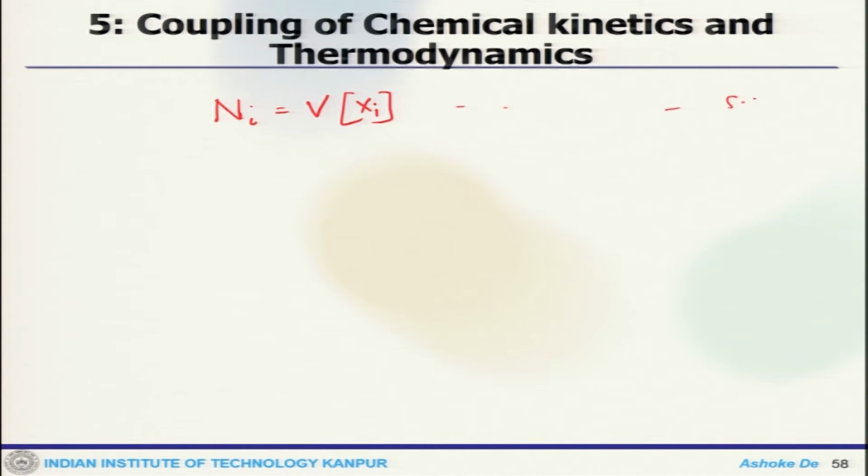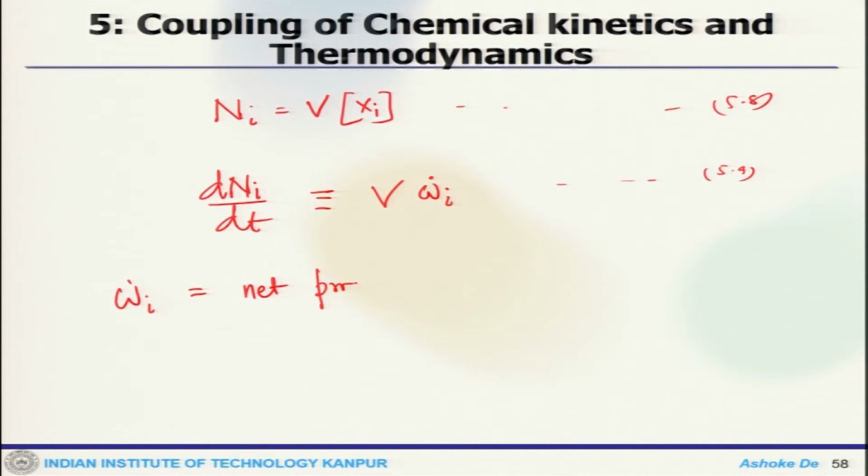So, this is 5.8, and now the chemical dynamics can be linked with the rate, where omega dot I is the net production of species I. This we have already seen.